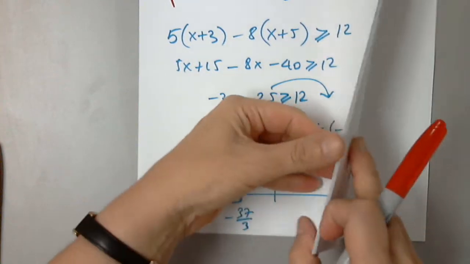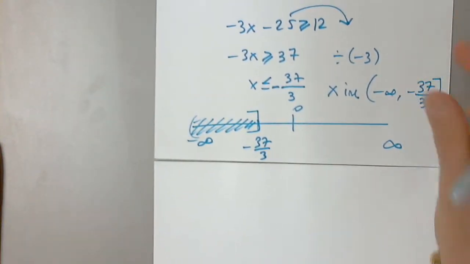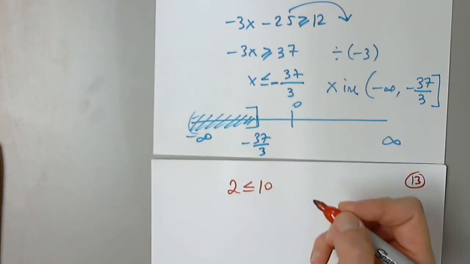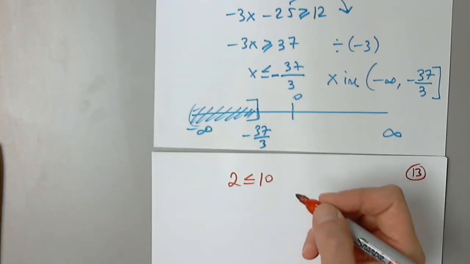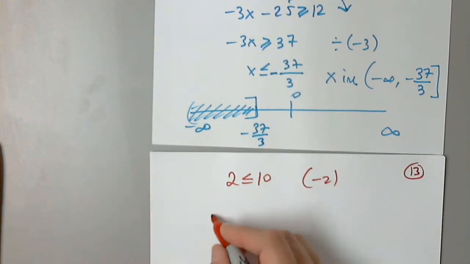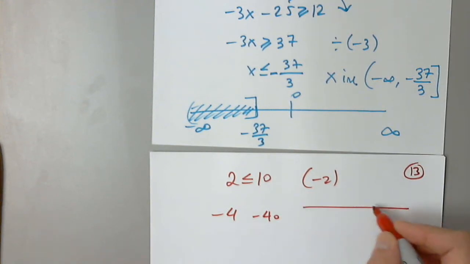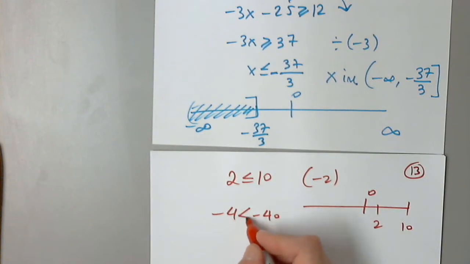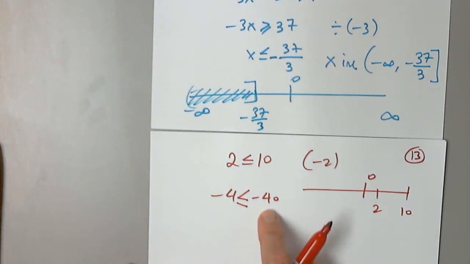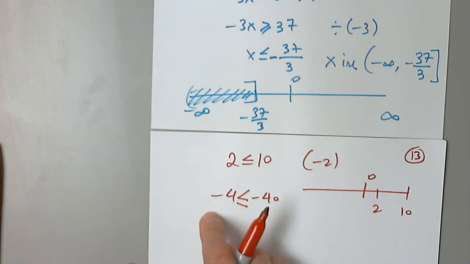So let's take a look at the following example. Is 2 less than or equal to 10? Yes. Let's say, for whatever reason, I want to multiply both sides by negative 2. So on the real line, this is 2 and this is 10. Now, if I keep this, I'm really telling you that it is better to owe me $4 than to owe me $40.